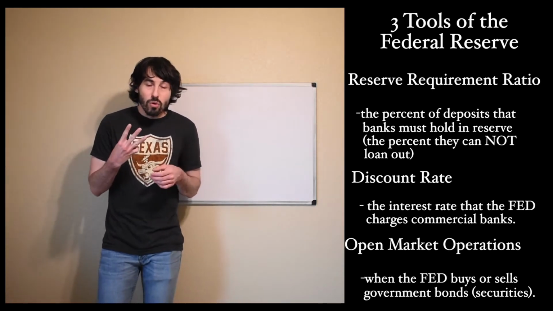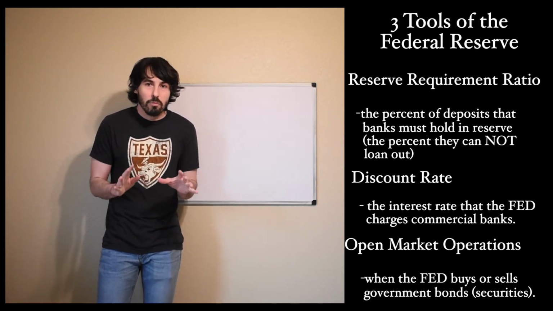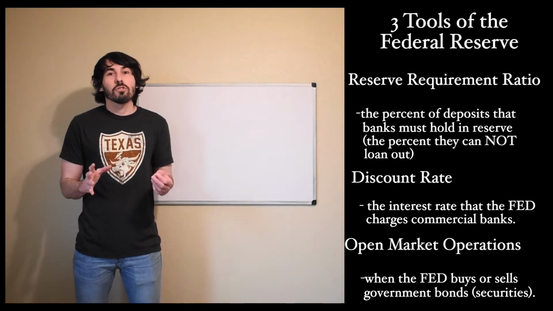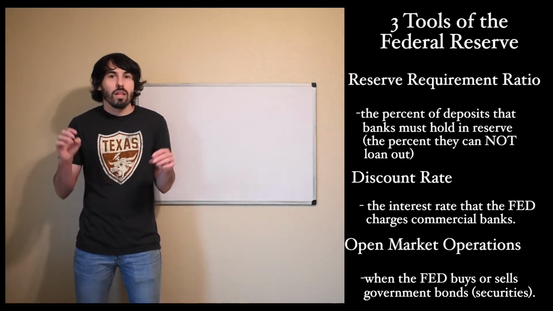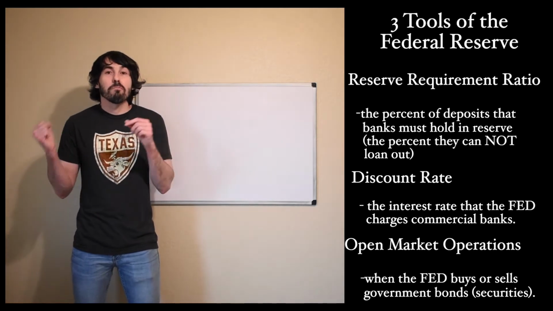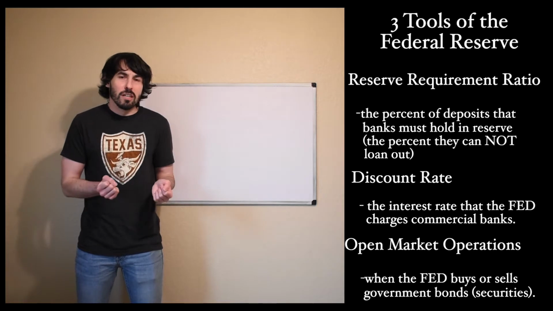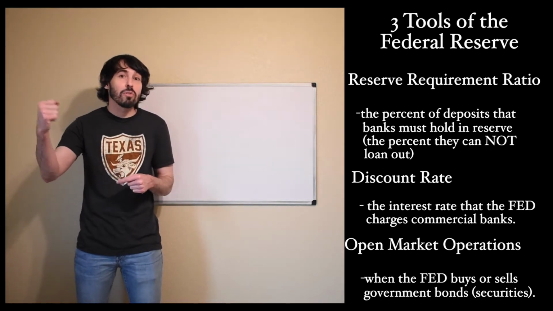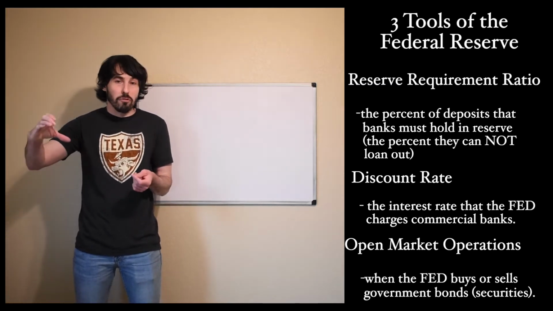The third tool of the Federal Reserve is open market operations. This is the most important tool, and this is the tool that the Fed uses most often. Open market operations are either buying or selling government bonds. So remember earlier when we were talking about deficit spending, and when the government deficit spends, they have to take out a loan in the form of government bonds? Those bonds are the government's debt.